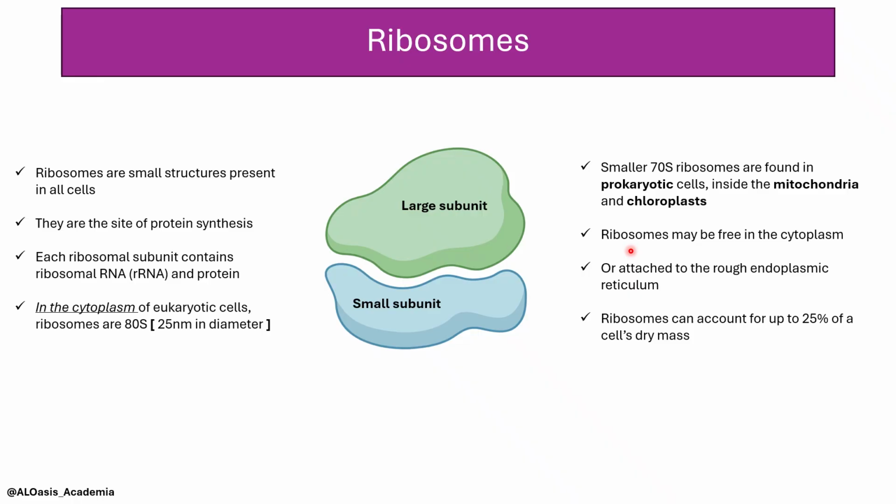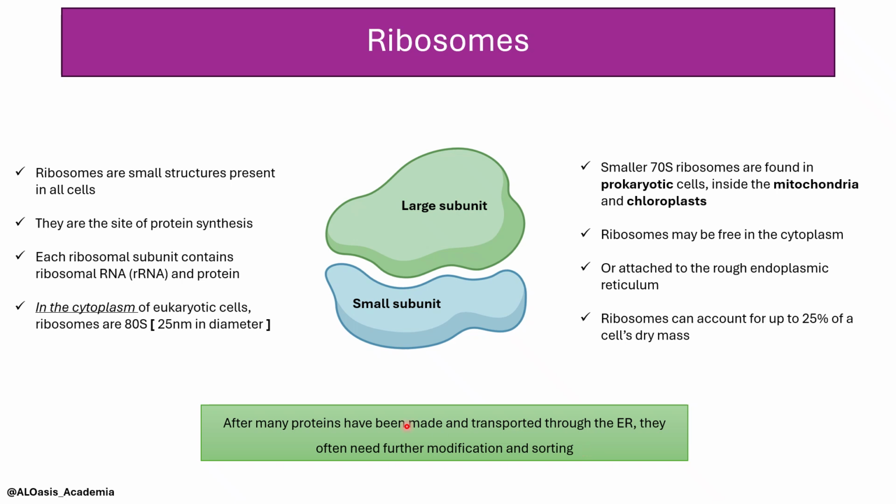So the ribosomes can either be free in the cytoplasm, just moving around, or, as we just learned, they can be attached to the rough endoplasmic reticulum. So these are the two main locations for ribosomes. And because the cells are required to produce a large amount of proteins to carry out their function, ribosomes can account for up to 25% of the cell's dry mass. So they are really high in number within the cell because the cell needs to produce a lot of proteins, and ribosomes are the site of protein synthesis.